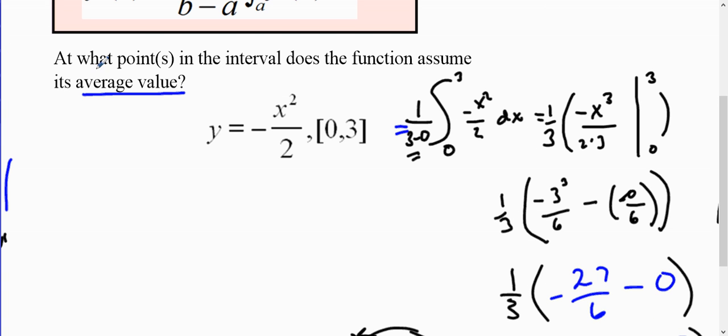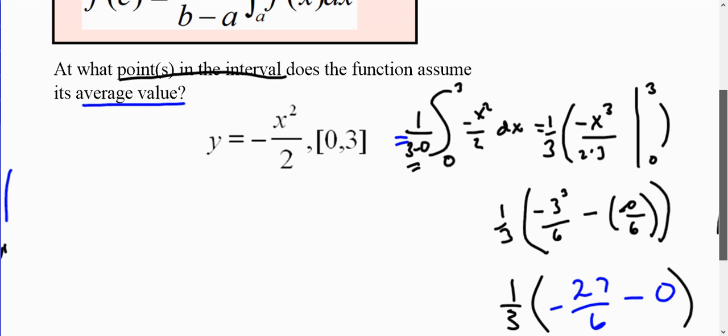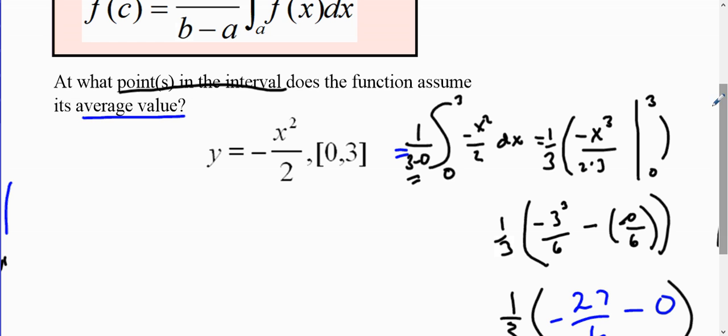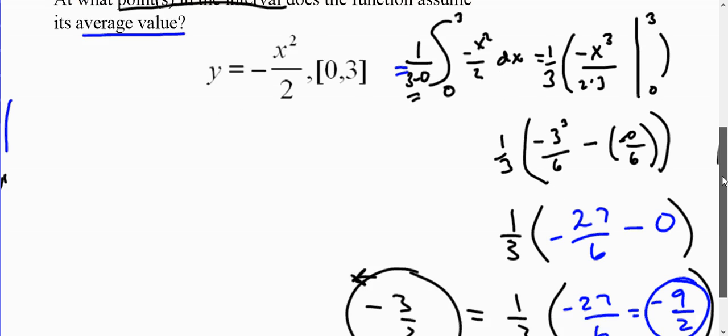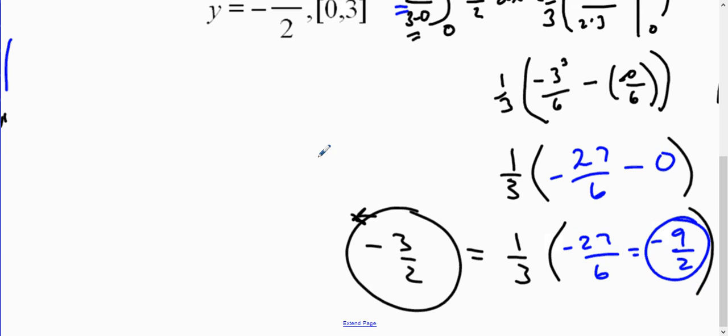Now, we're going to figure out at what points on this interval the function assumes this average value. This is what's called the mean value theorem of integration. We're going to apply this because this function, which is a parabola, is continuous and differentiable on a closed interval. We're going to take our original function, negative x squared divided by 2, and set that equal to our average value.